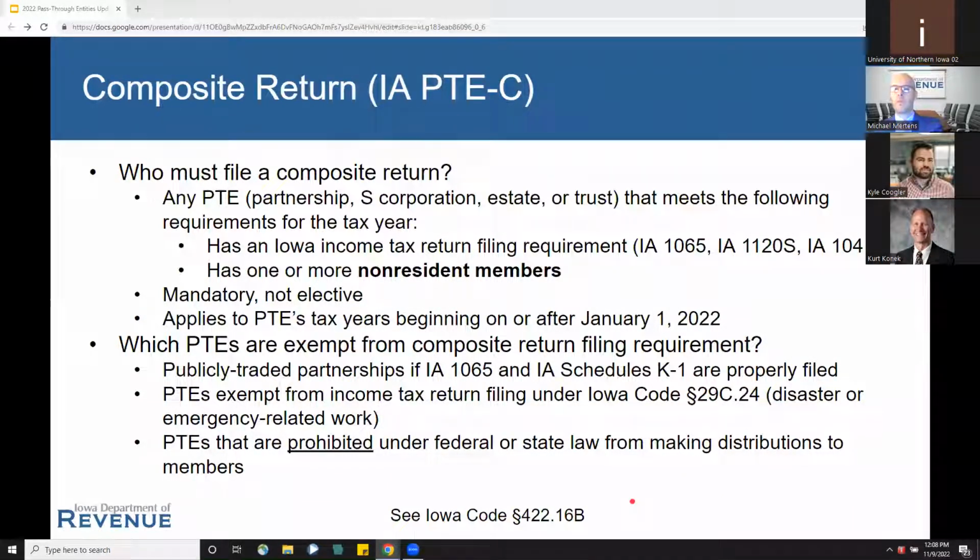When a pass-through entity is prohibited by law from making distributions, the exemption only applies to the tax year in which the distributions are prohibited by law. Another important point is that contractual restrictions on distributions, such as those contained in loan covenants or other organizational documents, don't qualify as a prohibition under law for making distributions. So it has to be a prohibition under either federal or state law to qualify for that filing exemption.